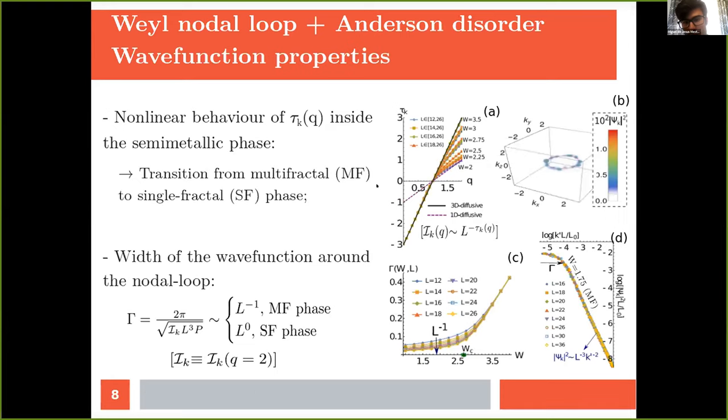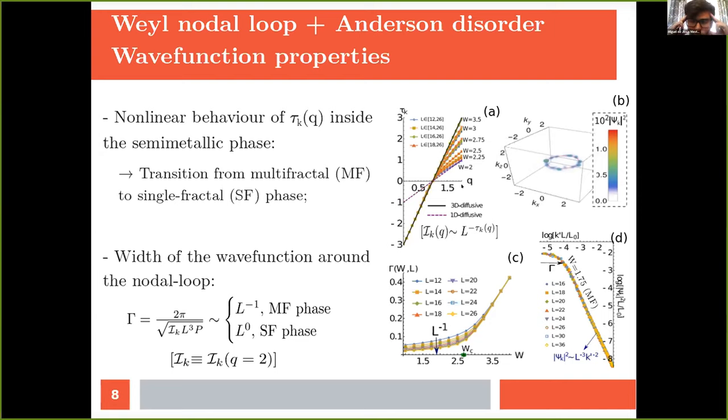Now, this is exactly what we are looking at here to start with. So we are looking at tau_q as a function of q. And what I'm plotting here in black is the behavior that you expect for a normal 3D diffusive metal. As you see here, even though we always observe this behavior for q smaller than one, for q larger than one, below some disorder strength, the exponent tau_q starts to approach this 1D diffusive-like behavior. And this is really what happens in the low disorder phase, and this is what introduces this multifractality. So we get this nonlinear dependence.